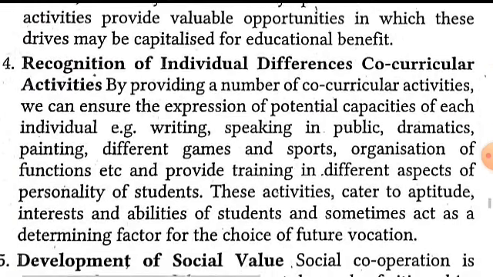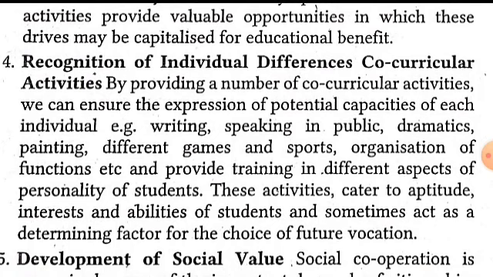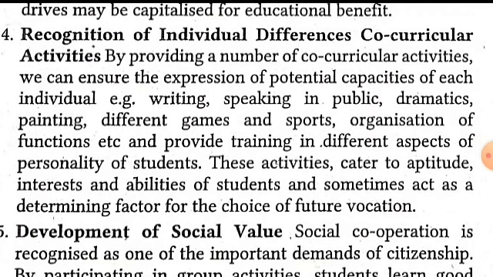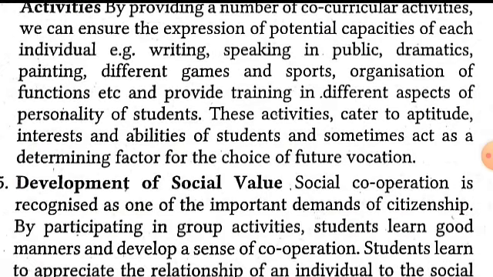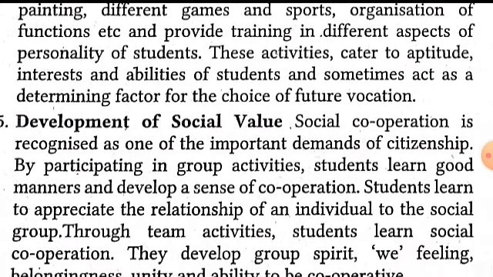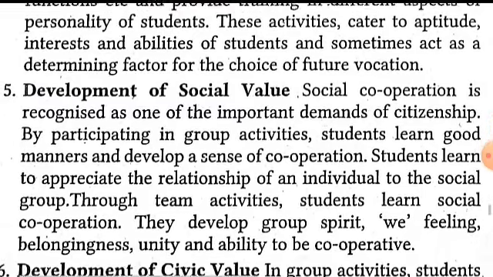Fourth one is recognition of individual differences. By providing a number of co-curricular activities, we can ensure the expression of potential capacities of each individual. Example, writing, speaking in public, dramatics, painting, different games and sports, organization of functions, etc. and provide training in different aspects of personality of students. These activities cater to aptitude, interests, and abilities of students and sometimes act as a determining factor for the choice of future vocations. Fifth one is development of social value.